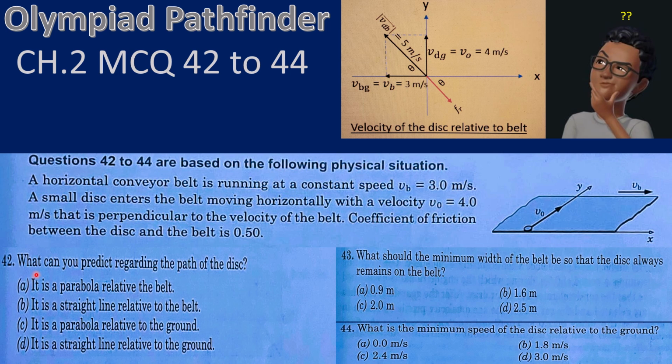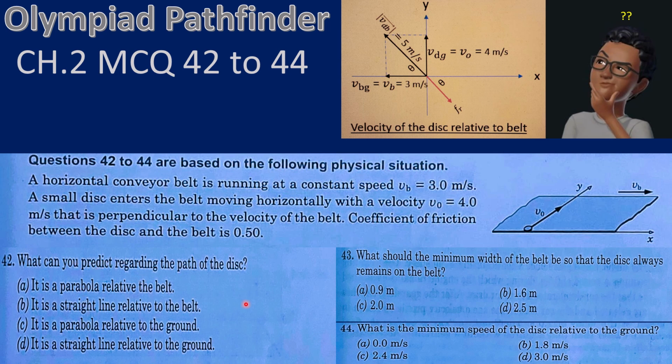So 42 is, what can you predict regarding the path of the disc? It is a parabola relative to the belt. It is a straight line relative to the belt. It is a parabola relative to the ground. It is a straight line relative to the ground. So these four options, and we have to check which all are correct.